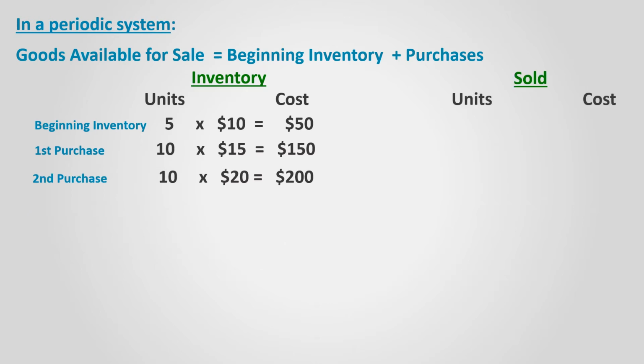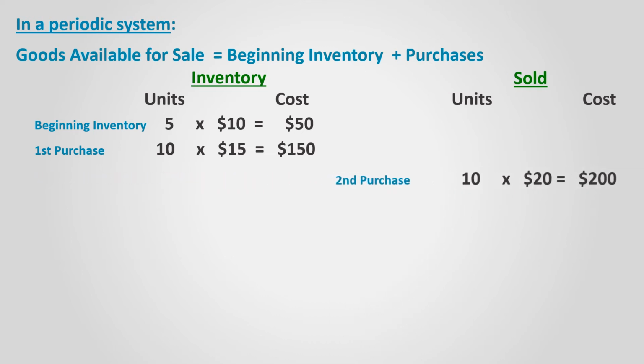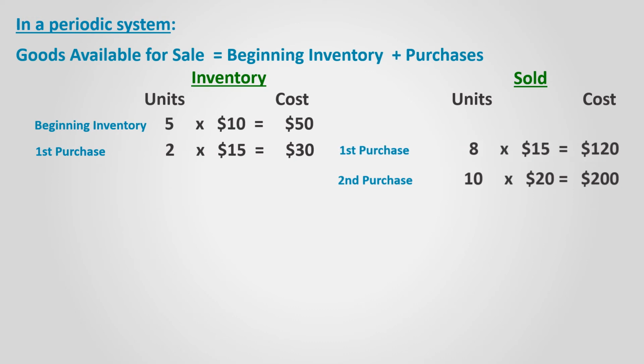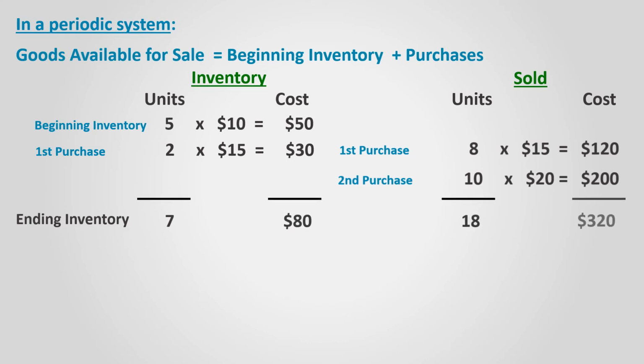Since we are using LIFO, then the last units that came in are assumed to be the first sold. So the 10 units which were last purchased are sold, followed by the 8 units from the first purchase. This leaves an ending inventory of 2 units from the first purchase and 5 units from the beginning inventory. Accordingly, the ending inventory is equal to 5 units times $10 each and 2 units times $15 each, the sum of which is $80. The cost of goods sold is equal to $320.